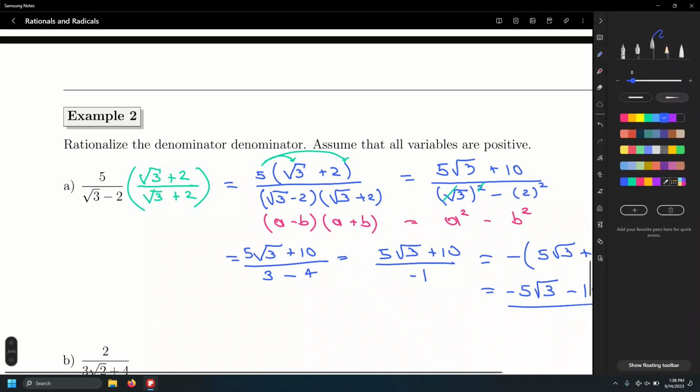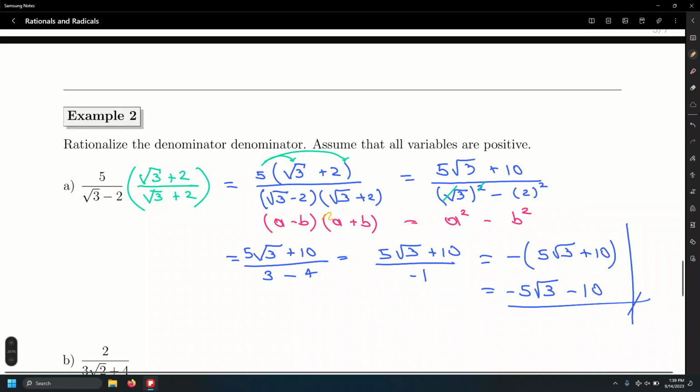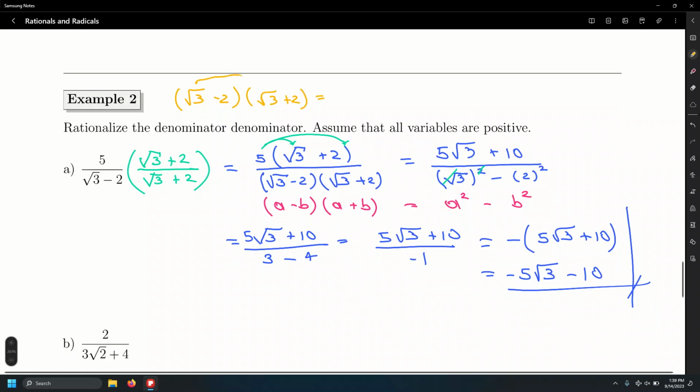Okay, let me do it the other way, in case you don't want to do it with the product of conjugate binomials, that is, by the backwards difference of squares. I'm going to show you how to do it if you prefer to do it this way. So let me write this product, root of 3 minus 2, root of 3 plus 2. Root of 3 times itself, that's root of 3 times root of 3, and root of 3 times 2, that's 2 root of 3.